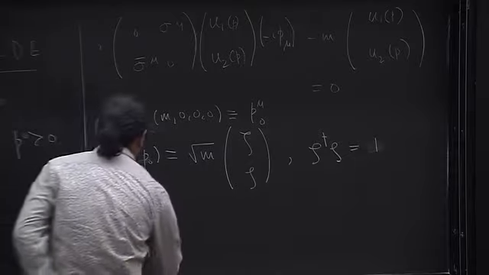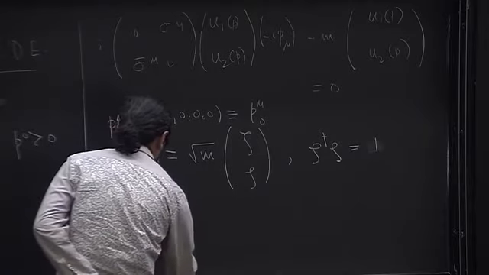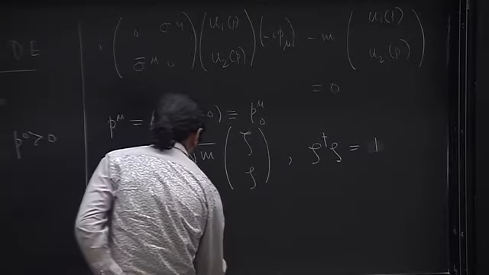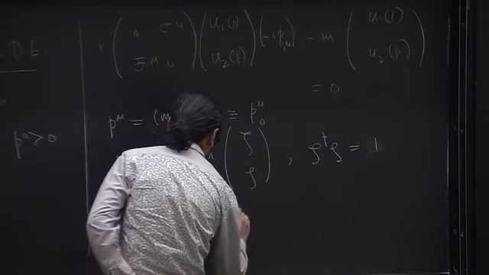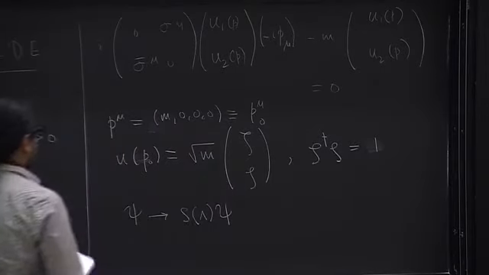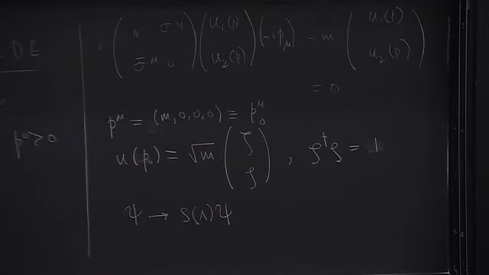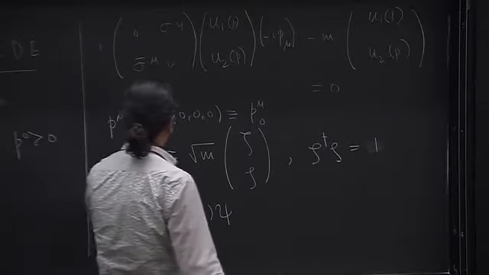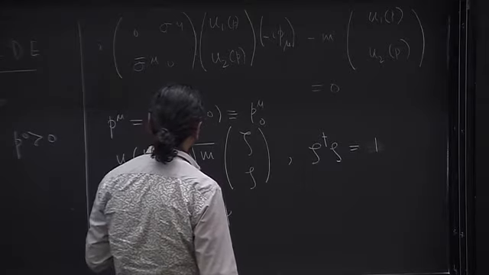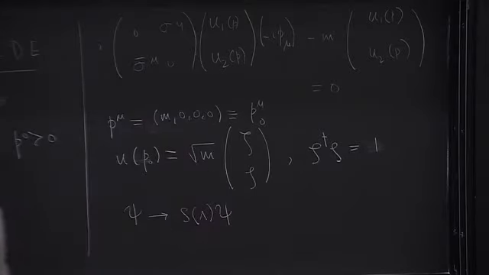So now, what you can do is that you can say, okay, I'm going to Lorentz boost this solution. And if you Lorentz boost this solution, then you find the spinor U for any arbitrary momentum P.